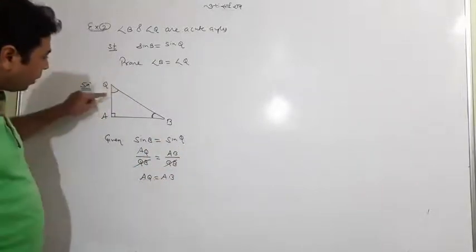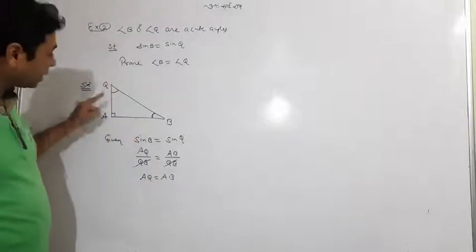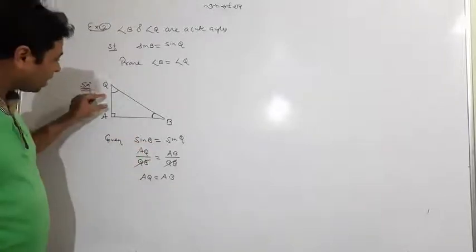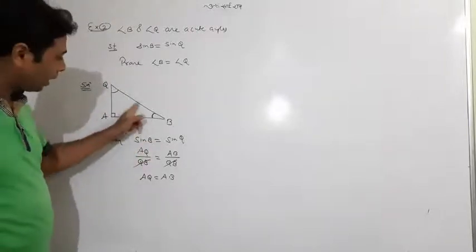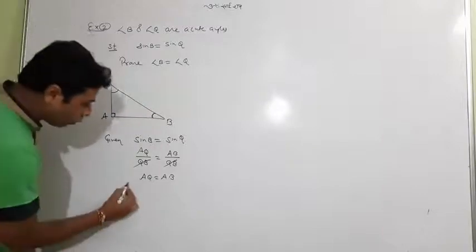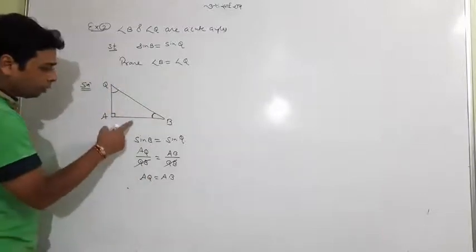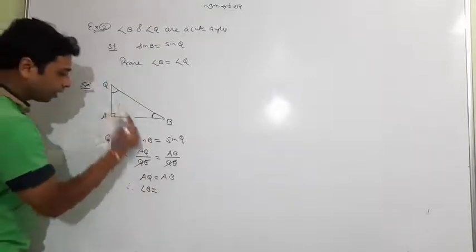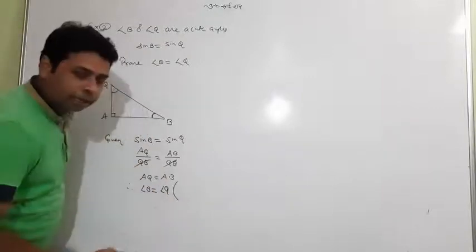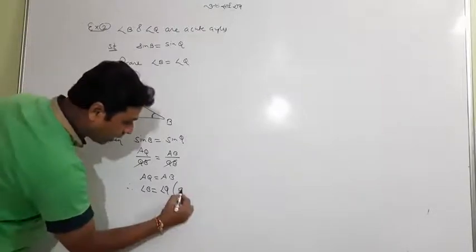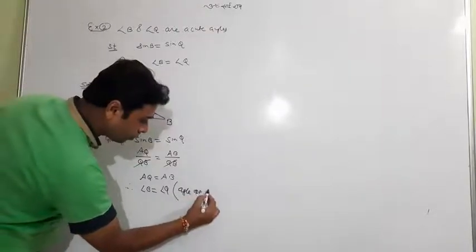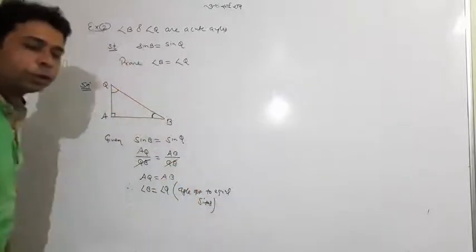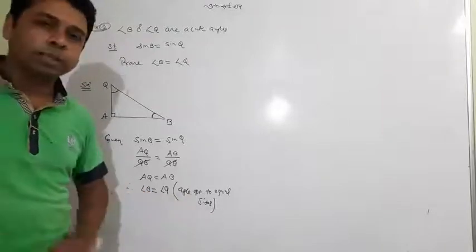AQ equal to AB, and one should know that when sides of any triangle are equal, their opposite angles are also equal. AQ is equal to AB, meaning the angle in front of AQ is angle B, and in front of AB is angle Q. And you can write here that in class 9 it was a theorem: angles opposite to equal sides are equal. Only this is sufficient to write.